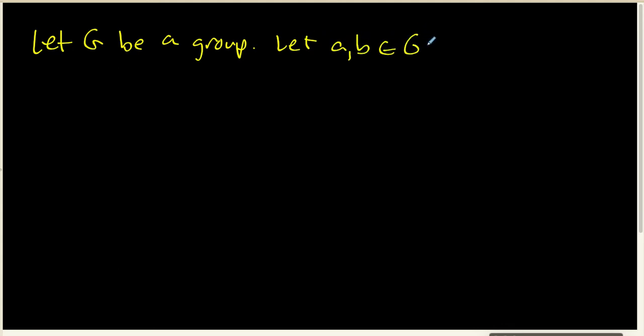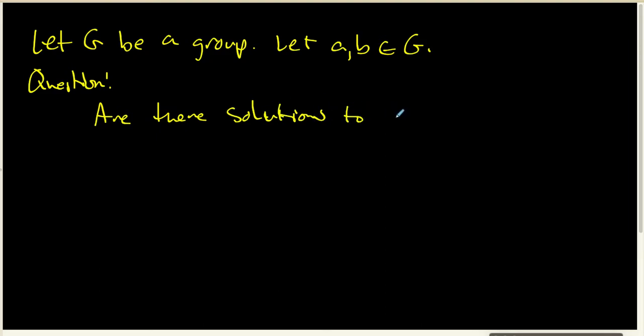Now that we know a bit about the properties of groups, it's reasonable to ask questions like the following. Let G be a group, and let A and B be any elements in G. My question is this: are there solutions to the equations?